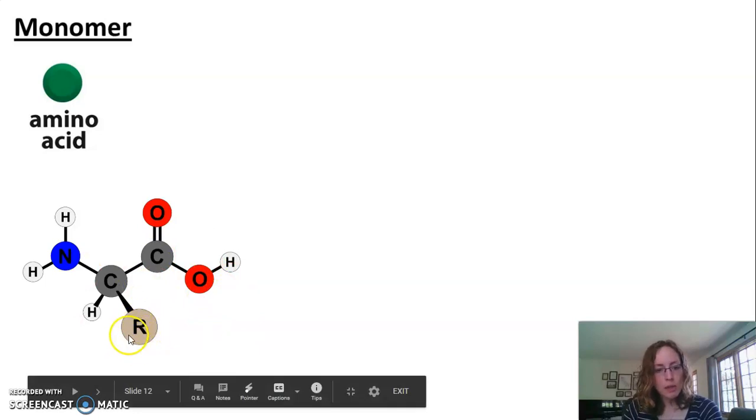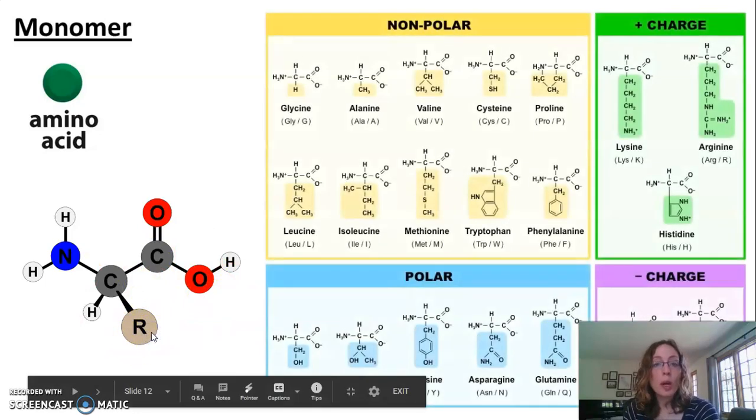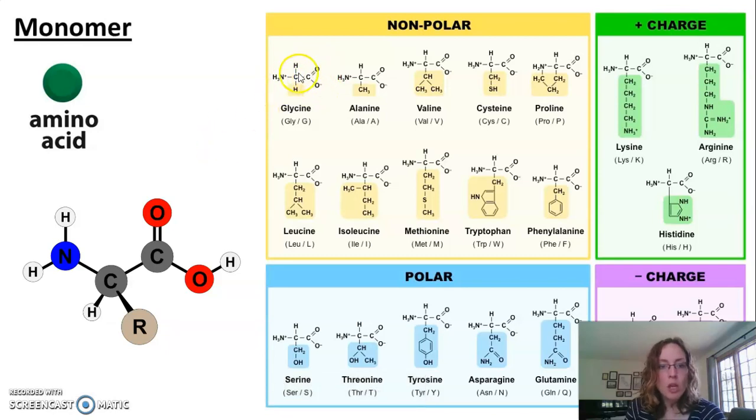You might be wondering about this R. There are 20 different amino acids. Notice that this part of the structure is always the same. You have the amine group and the carboxylic acid group. You have this carbon in the middle, but then this picture highlights all the different little parts of the molecule that can be different. So some amino acids have more of a hydrocarbon piece there, and so then they're nonpolar because carbon and hydrogen have pretty similar electronegativity.